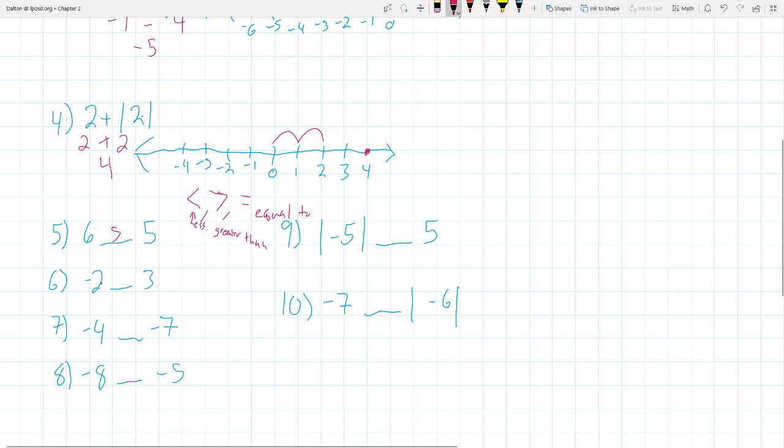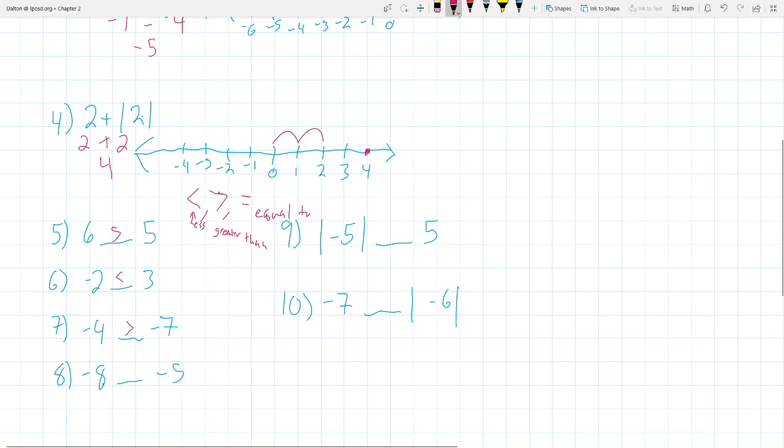Number 6, negative 2 is what to negative 3? Is it less than, greater than, or equal to? Negative 2 is greater than negative 3. Number 7, negative 4 is what to negative 7? Negative 4 is greater than negative 7. Some people struggle on this because there's a 4 and 7. You need to pay attention to the negative sign.